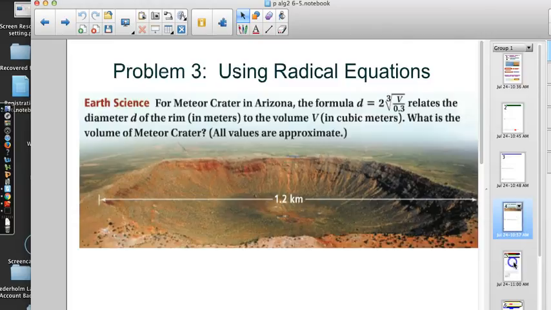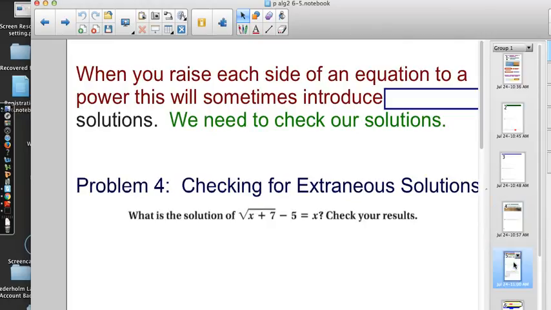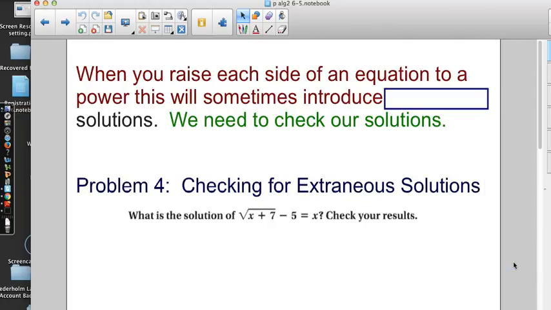So now, how can they get hard? I mean, we did square roots, we did cube roots. How can this get a little harder? Well, what if there's more than one radical in one problem? Huh? Ever think of that? More than one radical in one problem?